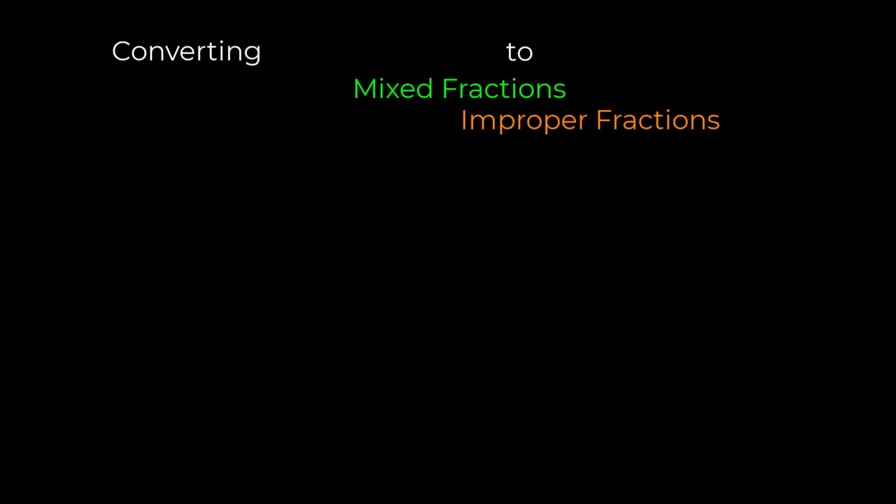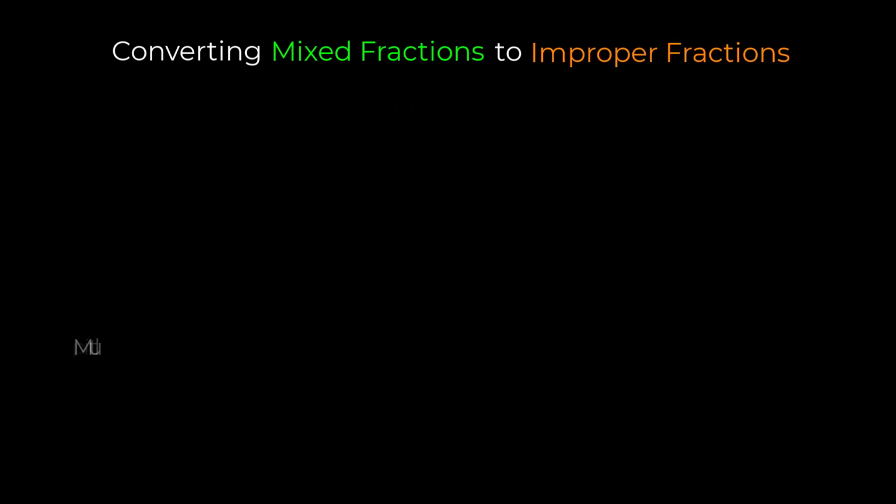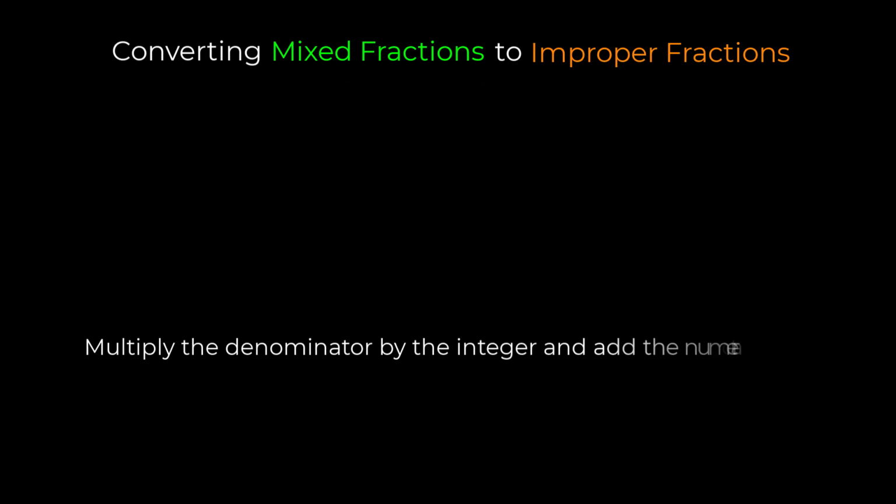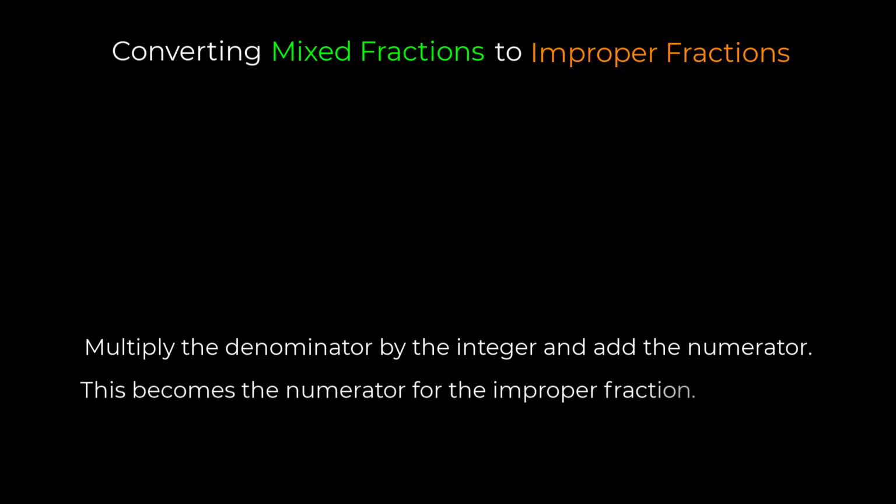To convert a mixed fraction to an improper fraction, we multiply the denominator by the integer portion of the mixed fraction and then add the numerator. This gives us the numerator for the improper fraction. We keep the same denominator.